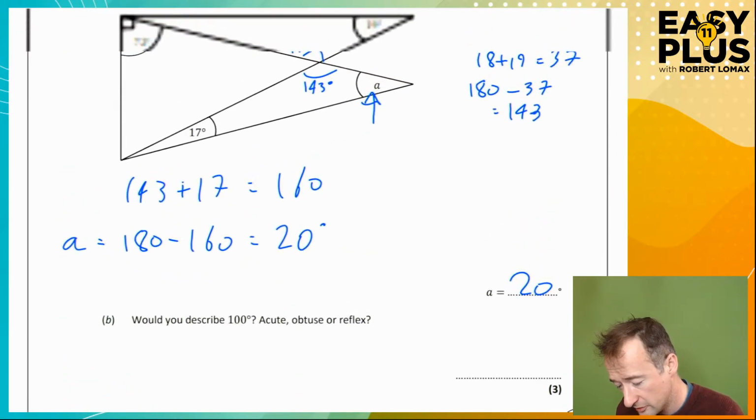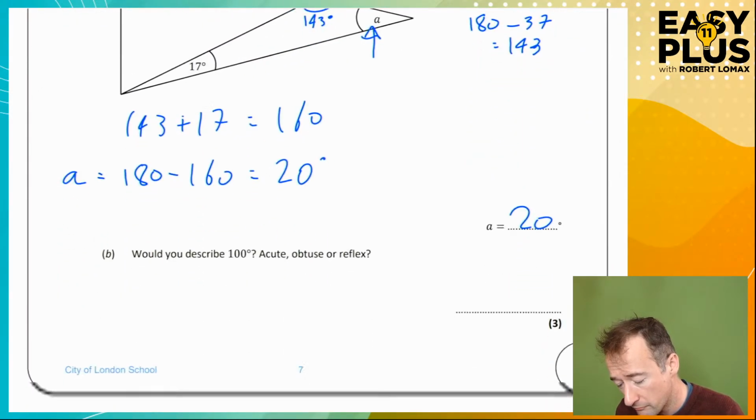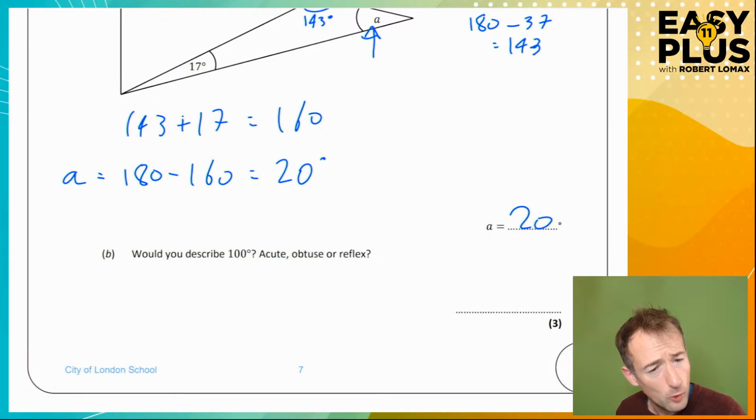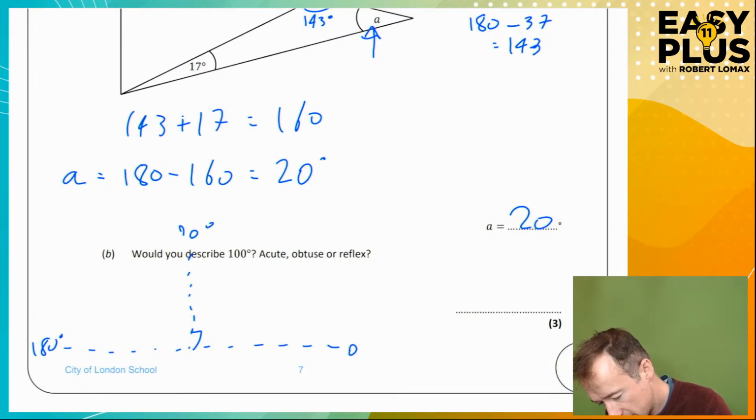How would you describe 100 degrees: acute, obtuse, or reflex? Okay, quick bit of revision of what these things mean. So this is a right angle. Okay, so we go from 0 degrees to 90 degrees to 180 degrees. And an acute angle is less than 90 degrees. So it's something like this. Sorry, not reflex, an acute angle. That's acute. What am I on about?